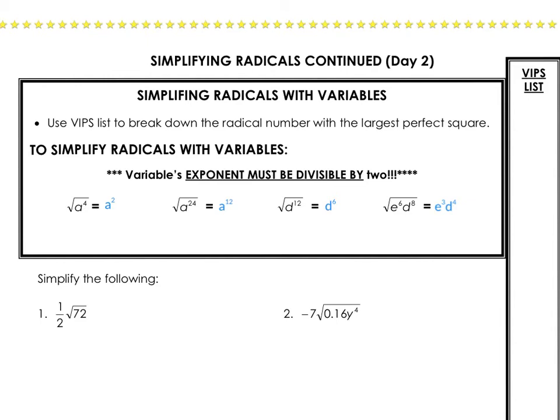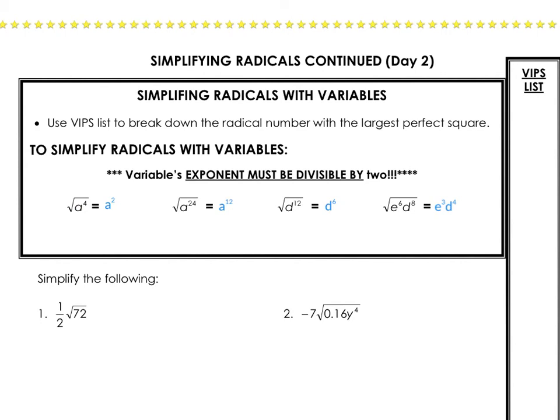So what I want you to do, in addition to the VIPs that you already have written down, is add the perfect squares for variables. So a squared, a to the 4th, because that would be a to the 3rd times a to the 3rd. When you add them, you get a to the 6th. So you just keep going all the way down. So it would be a to the 2nd, a to the 4th, a to the 6th, a to the 8th, and so on. Or x if you prefer. Either way is fine. I just said a because that was what we had here.